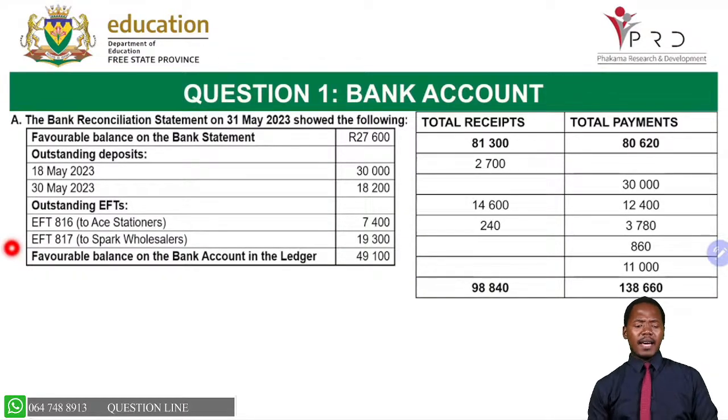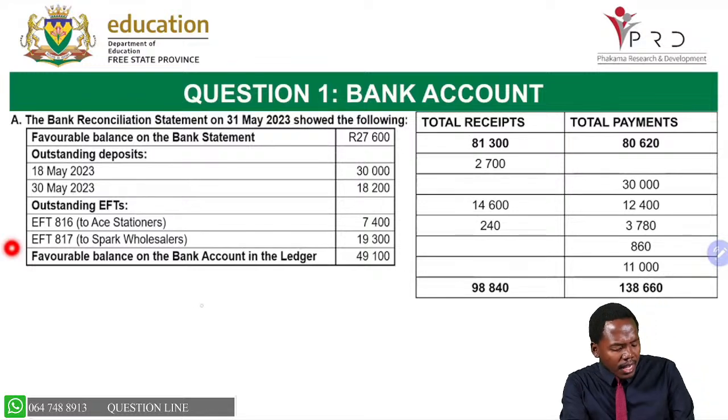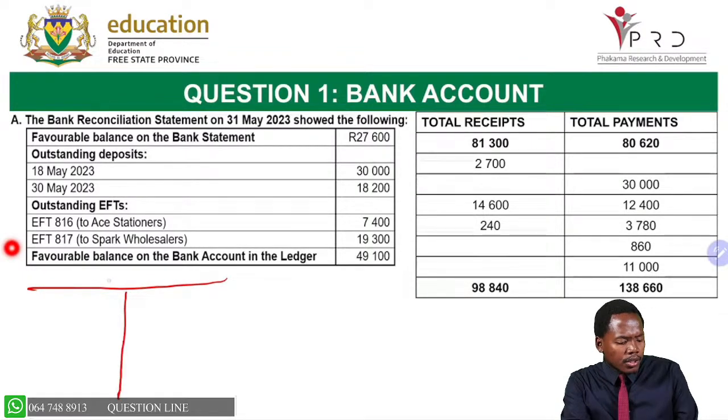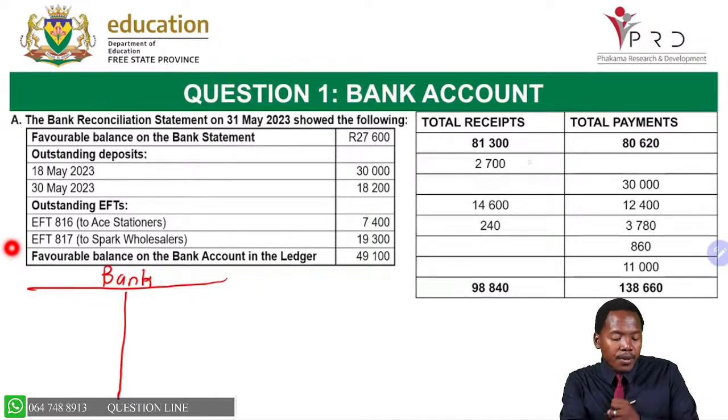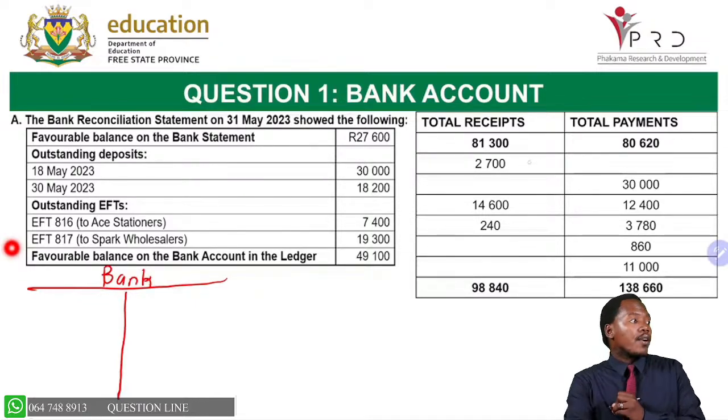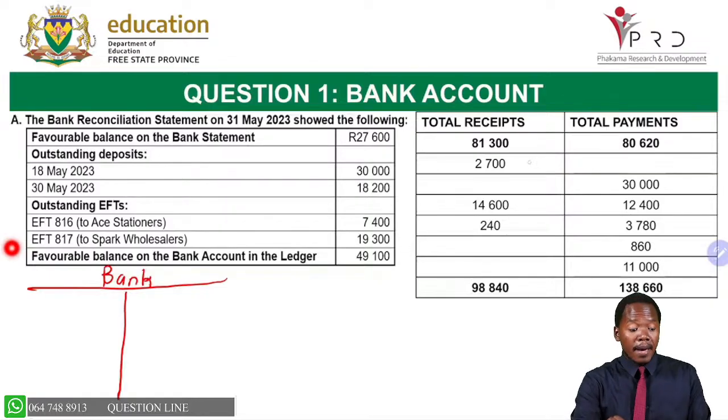Now let us look at our bank account. How are we going to do our bank account? Can you now prepare your bank account? I'm just going to quickly draw it here, and I'm going to give you 2 minutes to do your bank account. You now have your receipts completed, you have your total payments completed, and this is your previous bank reconciliation. Now you have to do your bank account. I'm giving you 2 minutes.